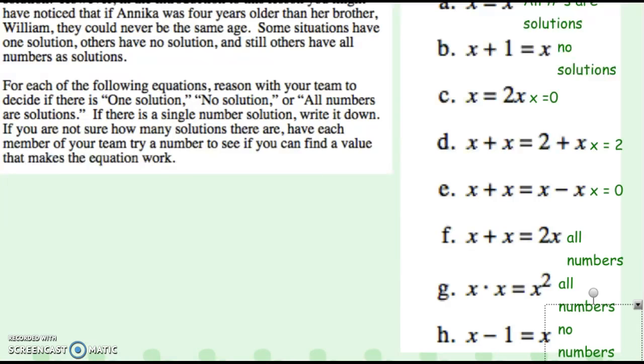Here are my answers. Some things I just want to point out as you're checking yours, that for F, x plus x is the same thing as 2x, so those will always be true. Same thing with x times x, that's the same thing as saying x squared, so any number there will work because both sides are the same. Take a minute and check your answers. If you have questions on how I got any of them, please ask your teacher. When you're ready, you can play the video again or just keep listening.